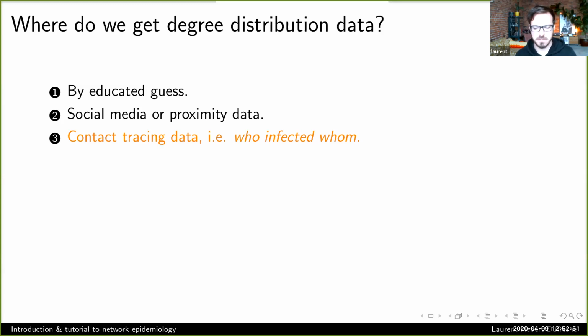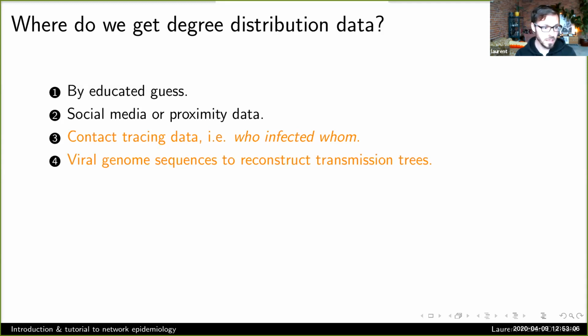The idea is that if someone comes in sick at the hospital, you want to send someone to test their family or their workplace to try and stay ahead of the disease. But it gives us who-infected-whom networks, and that's super valuable for the modeling as well. It could also be viral genome sequences, the idea being that you can reconstruct transmission trees if you have good enough sampling, an idea of mutation rate, etc.